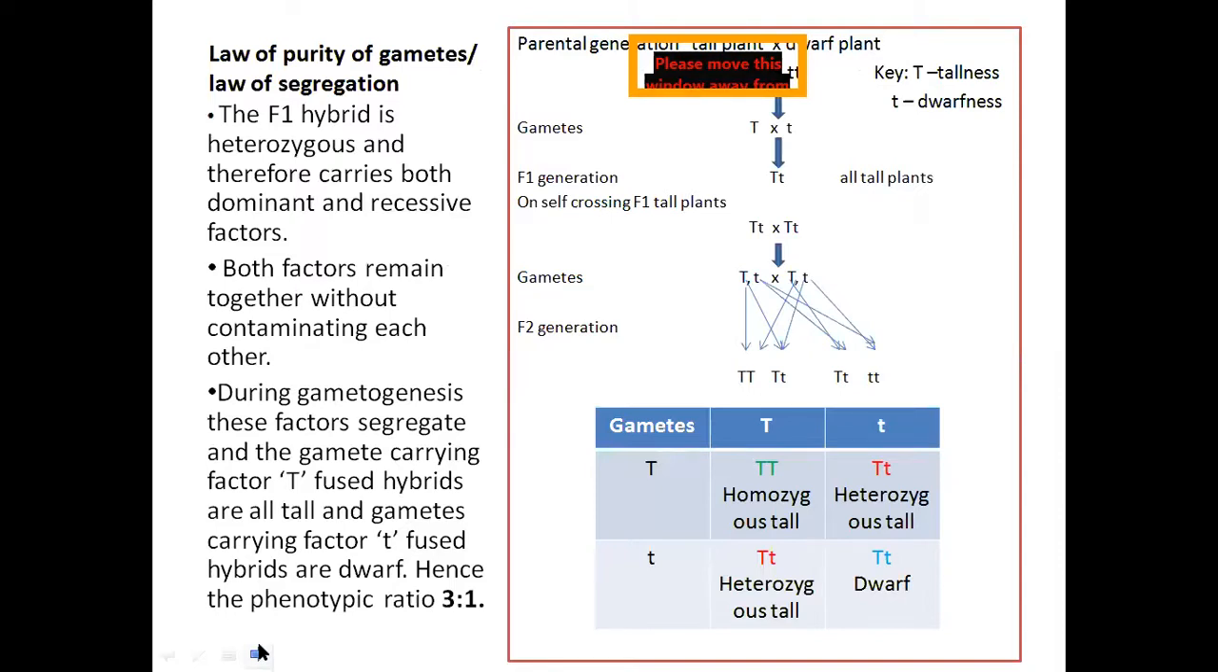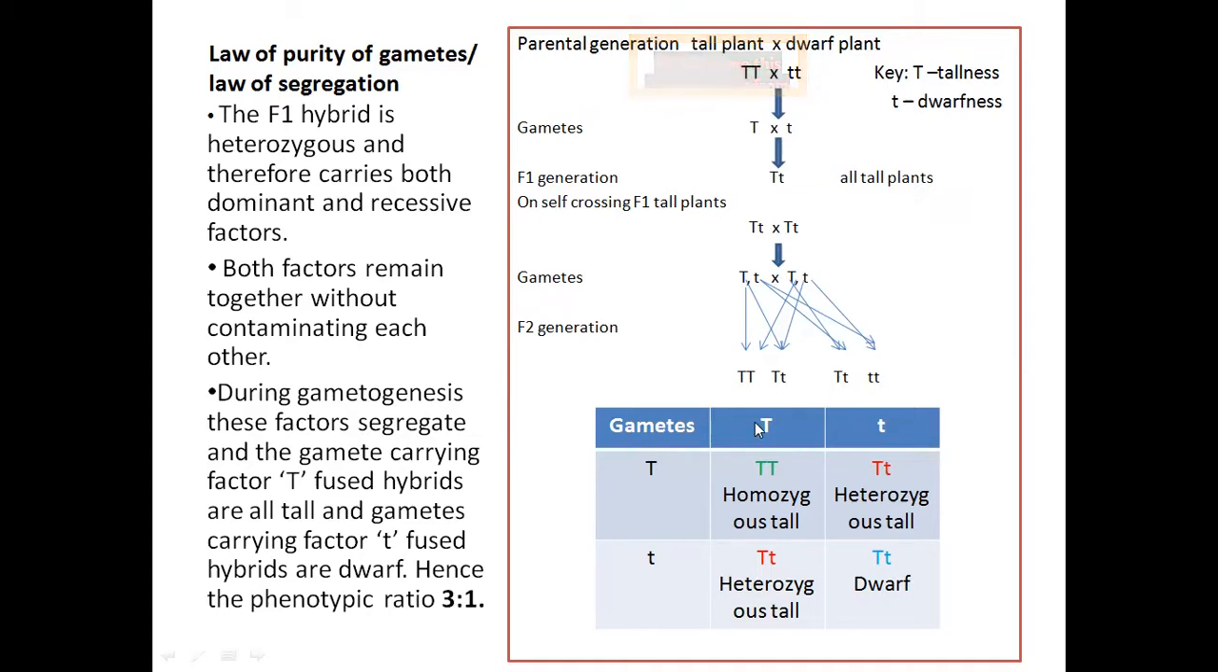To explain the law of purity of gametes, we can go through this hybridization experiment. Till here we have seen the law of dominance previously. Now on self-crossing F1, that is capital T small t and capital T small t, we obtain two different types of gametes because it is a heterozygote. The F1 generation is a heterozygous tall plant, so it has two different alleles. One is a dominant allele, capital T. The other is a small allele. So two different types of gametes are formed.